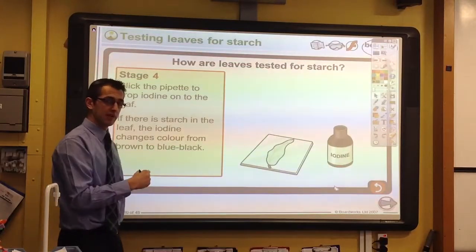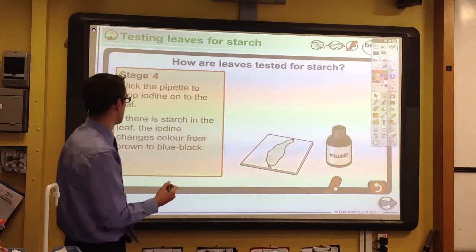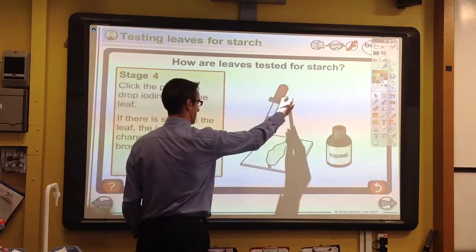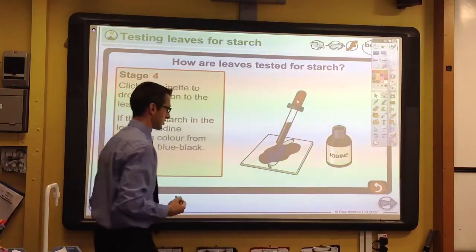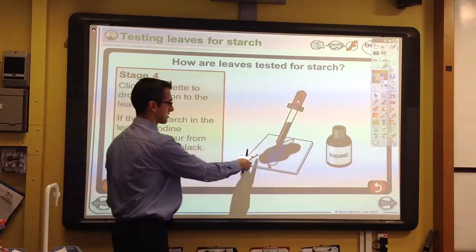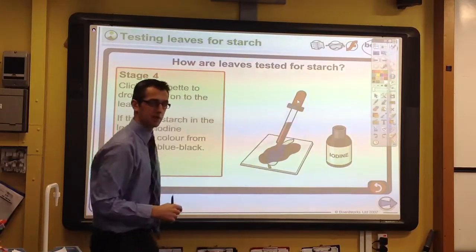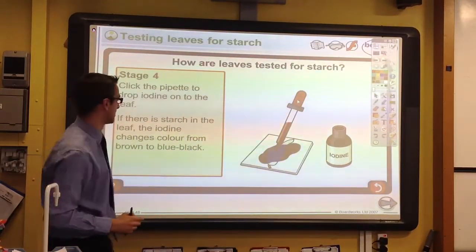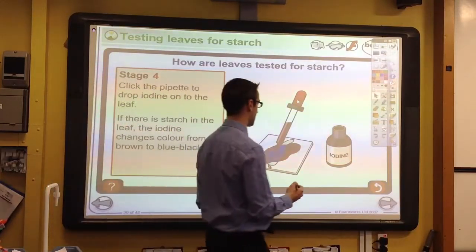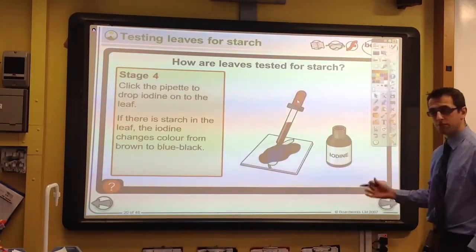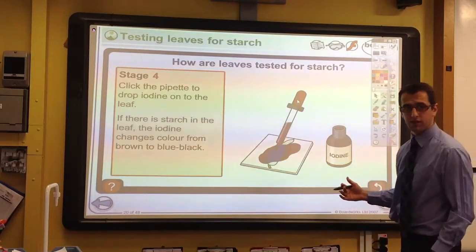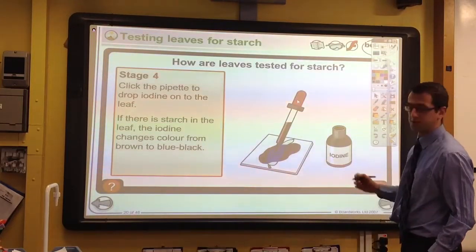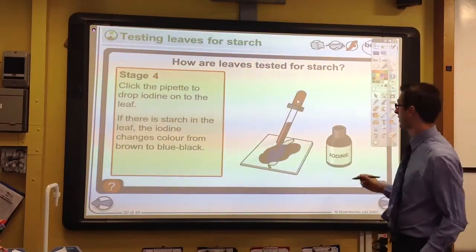We then remove the leaf, place it on a white tile, and we can start to add our iodine solution on the surface of it. And as you can see, where it doesn't touch the leaf, it is a reddy brown colour, and where the leaf had contained starch, it's gone to a blue-black colour. You could need to describe that experiment, and you may need to understand particular elements, explain why you carry out each step.